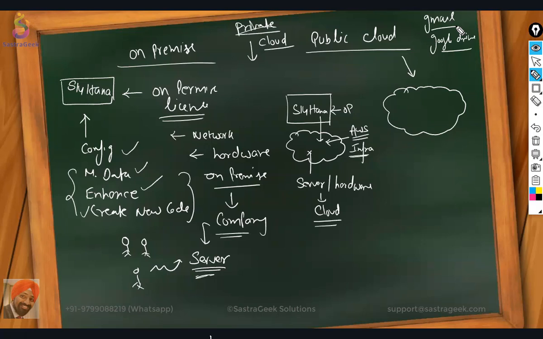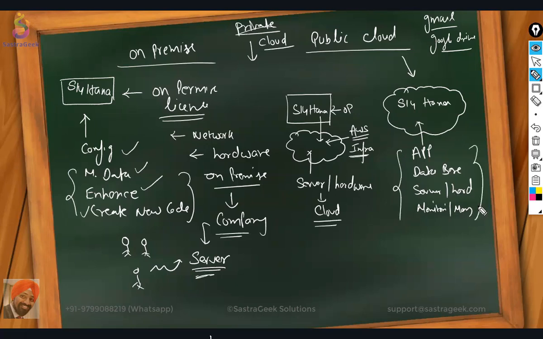So S/4HANA is also available on public cloud. ECC was not available, but S/4HANA is, where the ownership of your application, database, server or hardware, monitoring, managing, everything is with SAP. You just need to subscribe to S/4HANA. You need to tell the number of users and the time period which would be required. And with that subscription, you would be directly able to use S/4HANA.